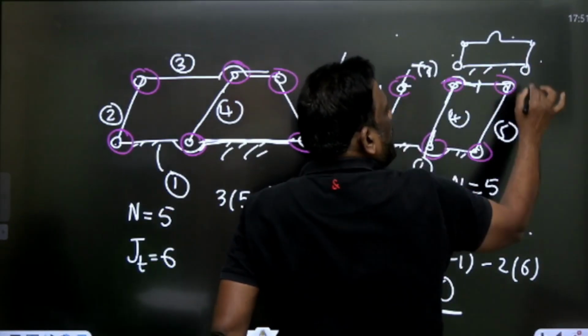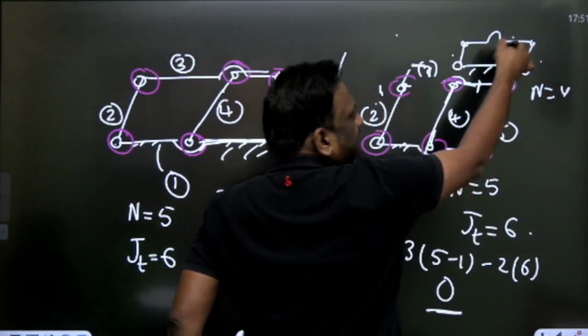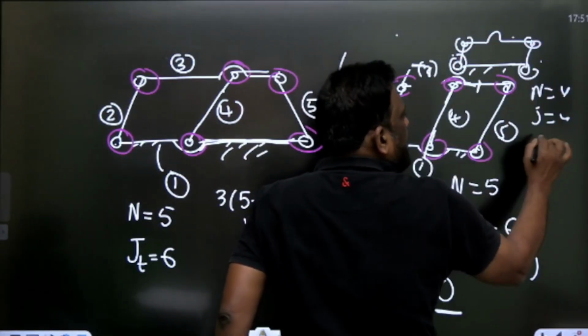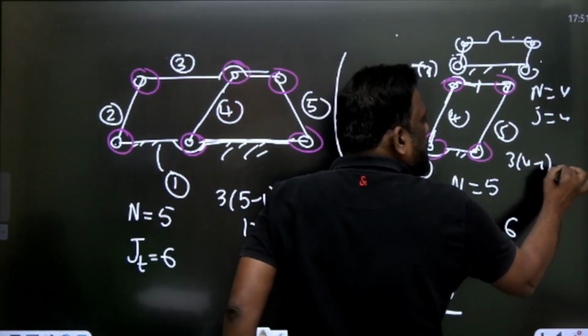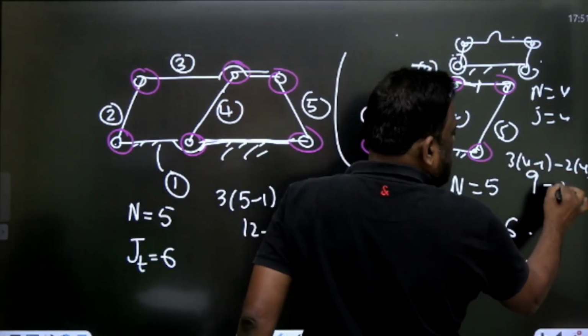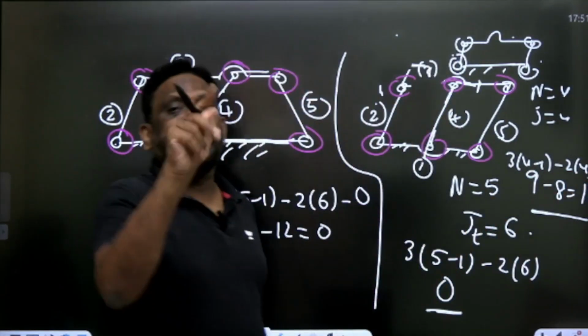1, 2, 3, 4. So n is 4. You have removed the redundant one. The joints are also 4. See, 1, 2, 3, 4. Yes, now you apply 3 into n minus 1 minus 2j. So therefore, how much will it be, sir? 9 minus 8, it is 1. Yes, this is the explanation, sir.